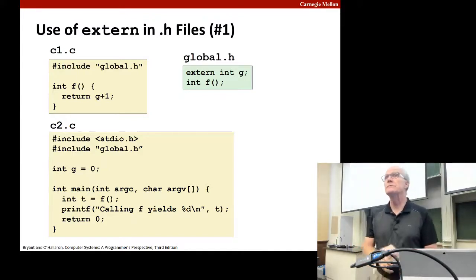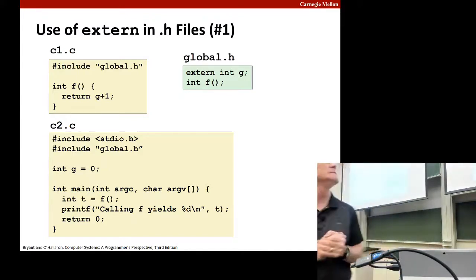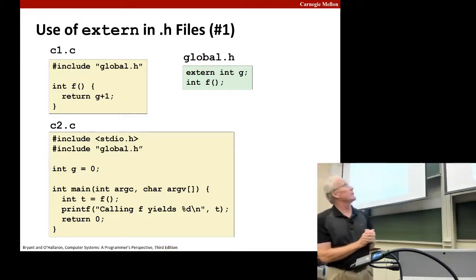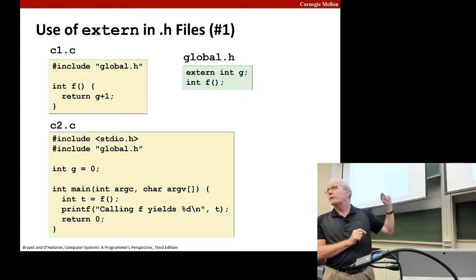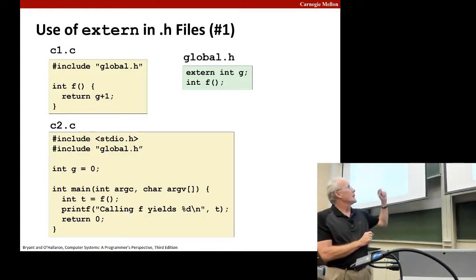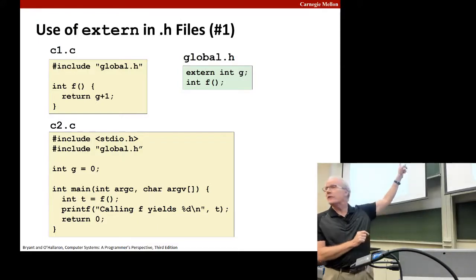Question? Yeah. So in the global.h file, even if you don't put an extern in front of the g, wouldn't that still make it a weak symbol? Yes. So you could do the same idea of just take out that extern in global.h, and that would become a weak symbol. And it would, in this case, give you the exact same effect.